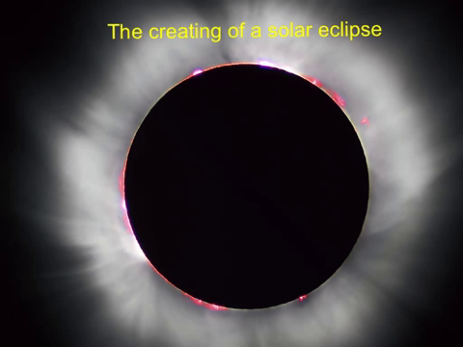A solar eclipse occurs when the moon gets between the Earth and the sun, and the moon casts a shadow over Earth. A solar eclipse can only take place at the phase of a new moon, when the moon passes directly between the sun and the Earth, and its shadows fall upon the Earth's surface.